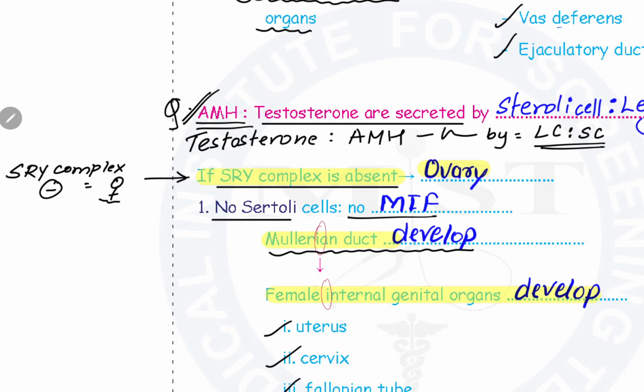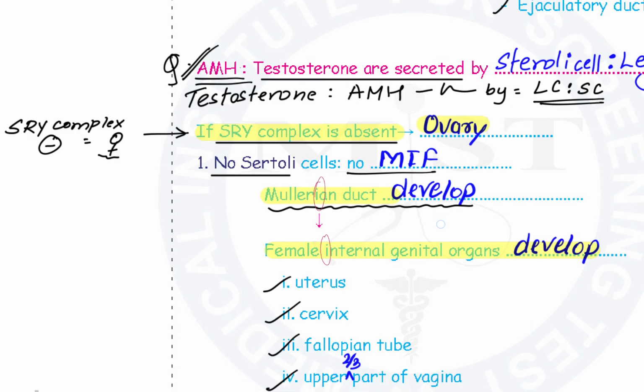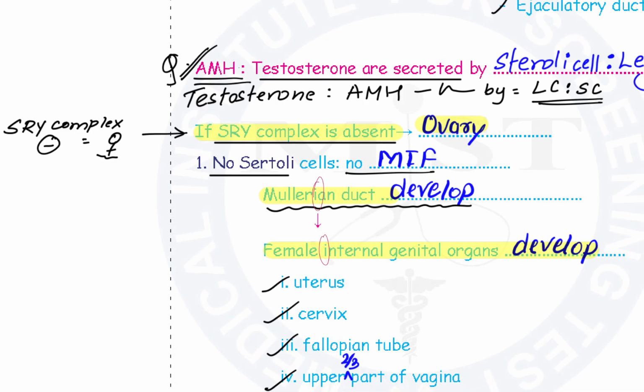If SRY is absent in the short arm of Y chromosome, what will happen? Female ovary will develop. Now ovary does not have Sertoli cells, so what was Sertoli cell secreting? Inhibin and Mullerian inhibiting factor. So no Sertoli cells means no Mullerian inhibiting factor, so Mullerian ducts will develop because there is no one to inhibit them, right? So what do Mullerian ducts do? They develop the female internal genital organs. So Wolffian duct was developing male internal genital organs, and Mullerian duct is female internal genital organs.